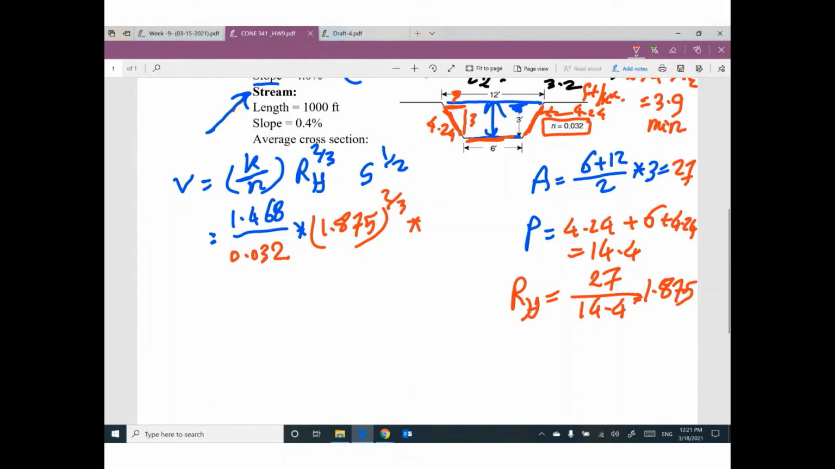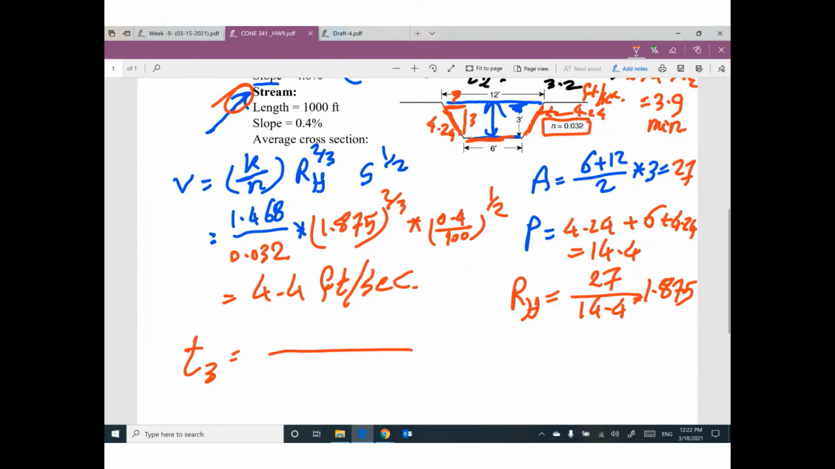What is the slope? 0.4%. So divide 100 to power 1/2. So your final answer will be 4.4 feet per second. I'm not looking for velocity. I'm looking for what is the time T3 for the third type of flow.